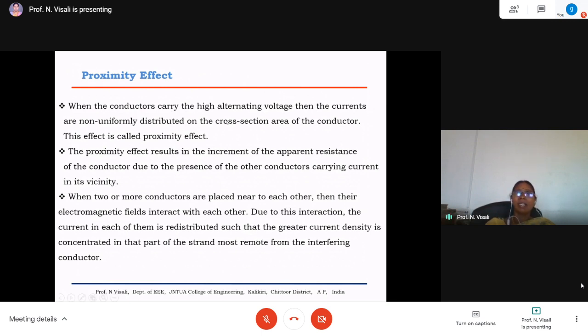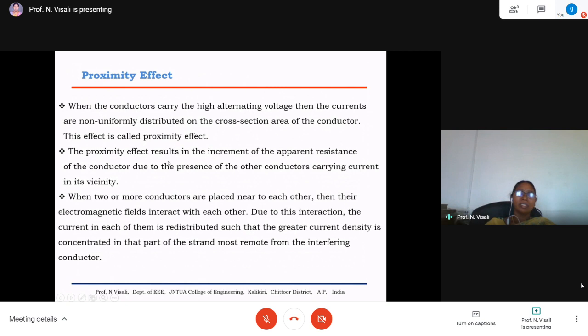Now, proximity effect. When the conductors carry high alternating current, the currents are non-uniformly distributed in the cross-section area of the conductor. This effect is called proximity effect. Thus, proximity effect results in an increment of apparent resistance of the conductor due to the presence of other conductors carrying current in its vicinity. Suppose two conductors are nearby.